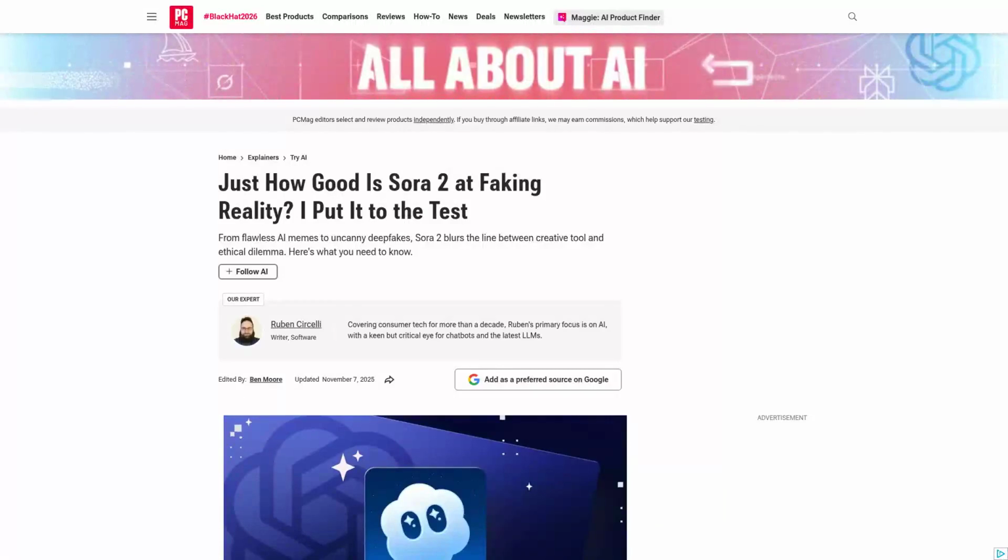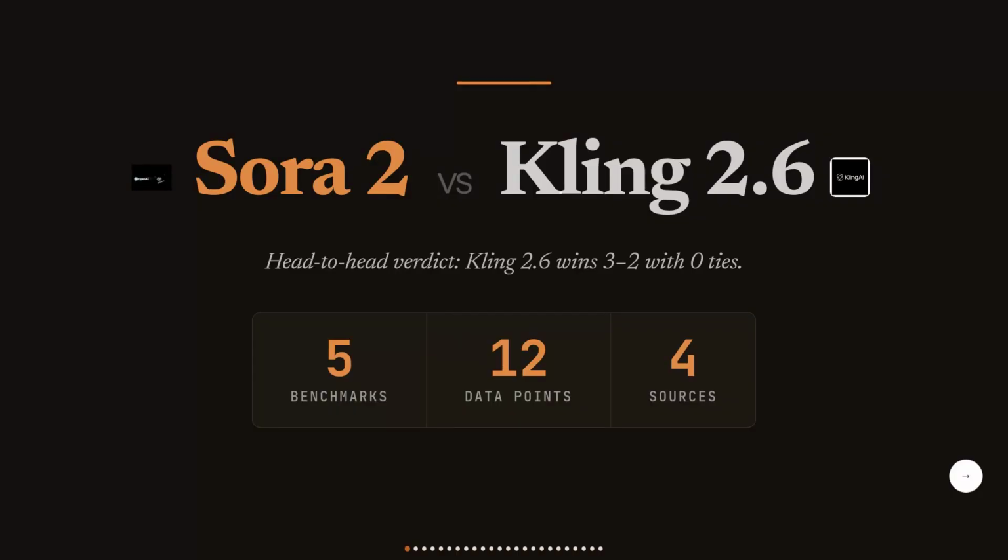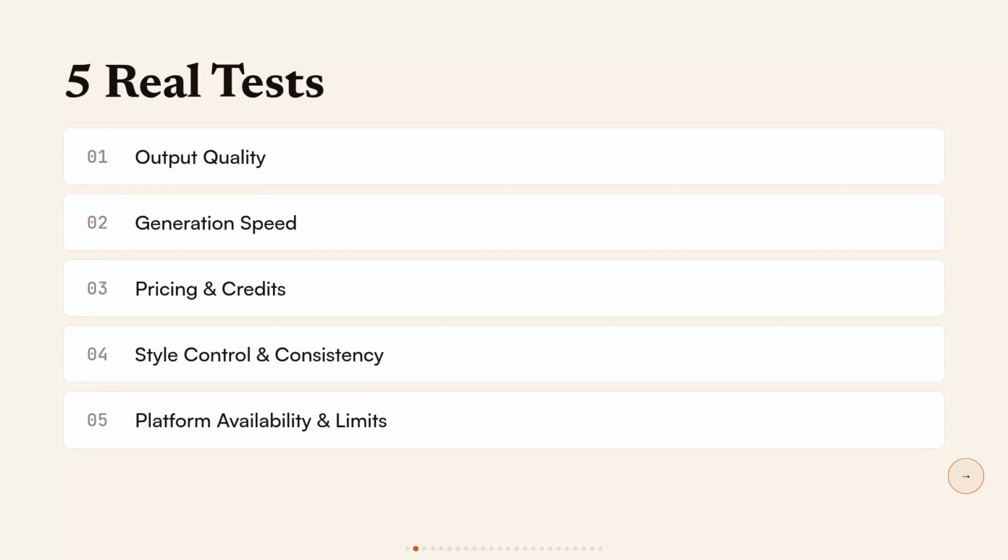You built your whole workflow around Sora 2's physics, and then OpenAI shut it down. So now you're staring at Kling 2.6, wondering if anything close even exists. Sora 2 was built for raw realism. Kling 2.6 is built to actually ship, and the decision you're facing right now is whether the gap matters.